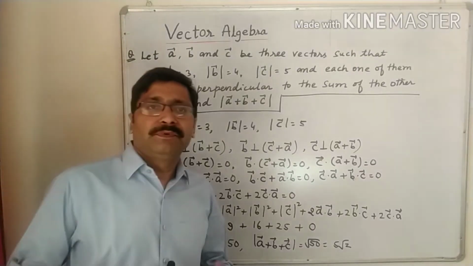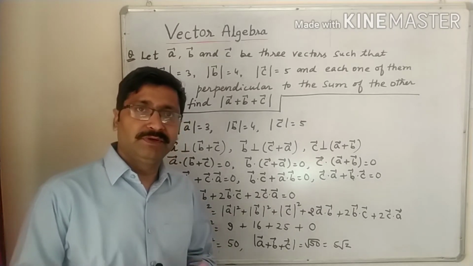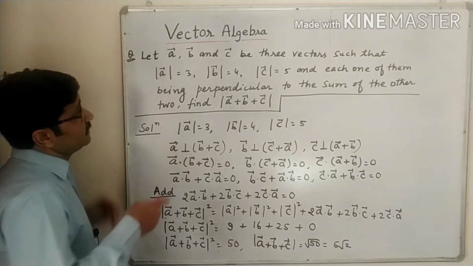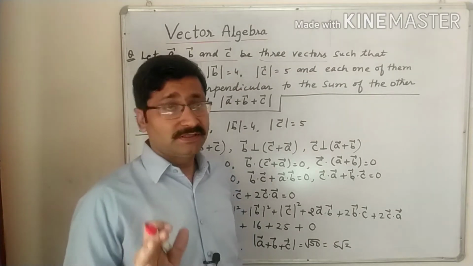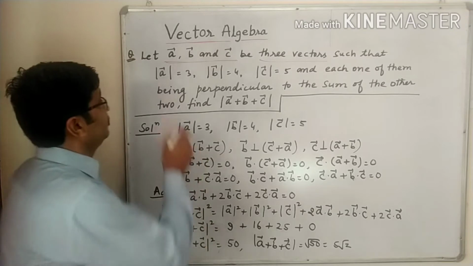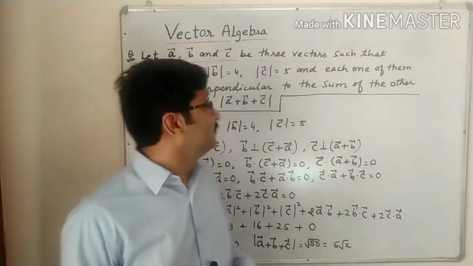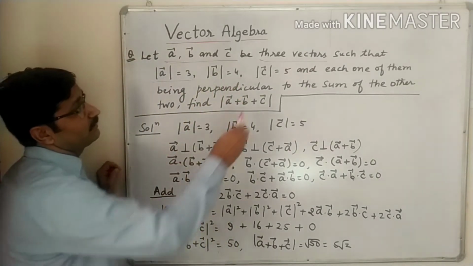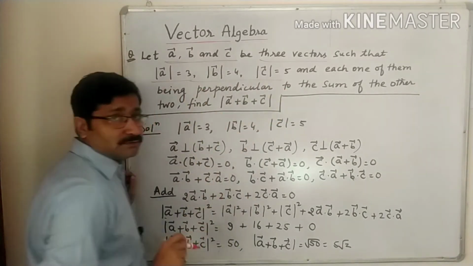Hello students, today we will do some important questions that are also given in the board exam. Look here, A, B, C are three vectors. Three vectors are given to you such that the magnitude of A is 3, the magnitude of B is 4, and the magnitude of C is 5. These conditions are given first of all.